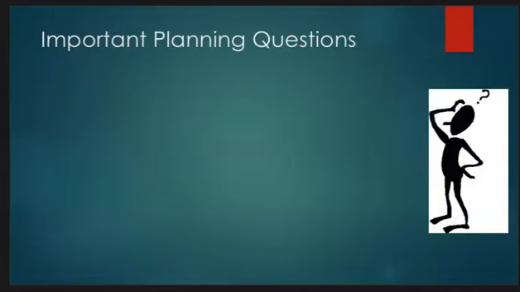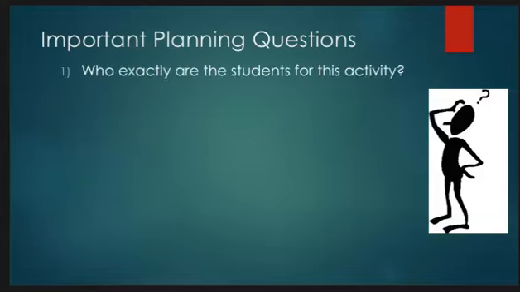Harmer offers us a list of about 7 questions that are helpful when we go about lesson planning. So first, who exactly are the students for this activity? The makeup of the class will influence the way that we plan. So think back to that first unit that we did on learners. Things like, what is their first language? What are their learning styles? What are their multiple intelligences? All those different factors, age. When we're thinking about our learners, that should impact the way that we are planning.